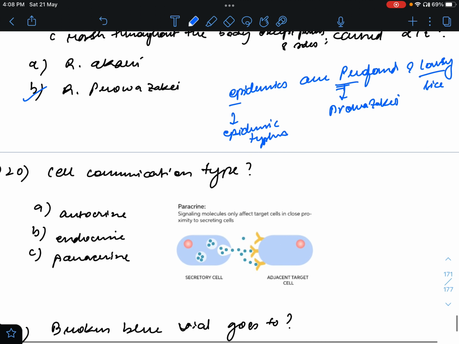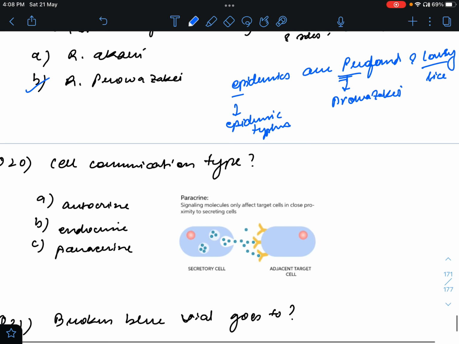They had given a cell communication type. They were cells which are interacting with each other, which were close to each other. So the answer for this will be paracrine. It is a paracrine communication type.